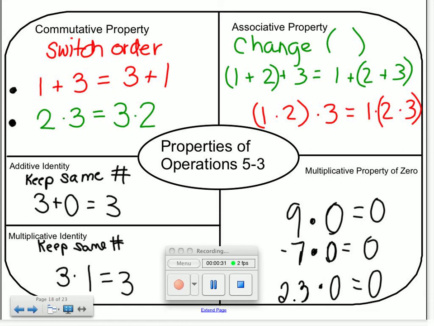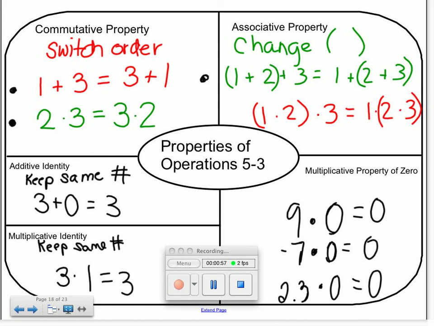Then the top right-hand corner, we're talking about the associative property. That is when you change your grouping symbols, or your parentheses. So for the associative property of addition right here, if you notice, it goes (1 plus 2) plus 3 equals 1 plus (2 plus 3), but they change the order of what's being grouped. So 1 plus 2 in parentheses plus 3, and then 1 plus 2 plus 3 in parentheses. Either way, you're going to get 6 as your answer on both sides.